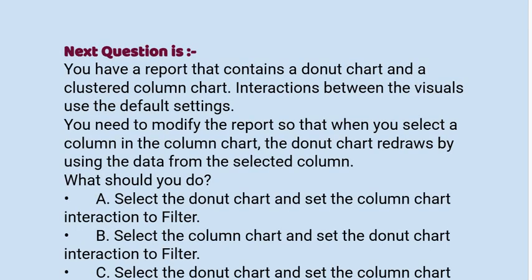Question is, you have a report that contains a donut chart and a clustered column chart. Interactions between the visuals use the default settings. You need to modify the report so that when you select a column in the column chart, the donut chart redraws by using the data from the selected column. What should you do?